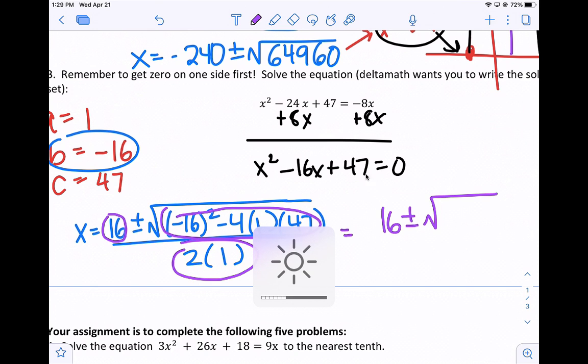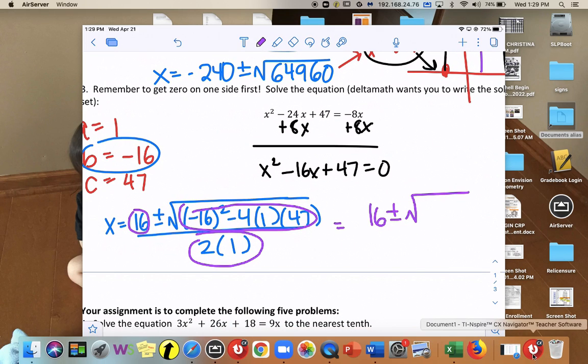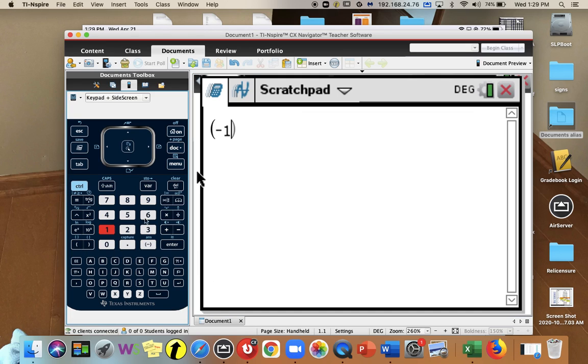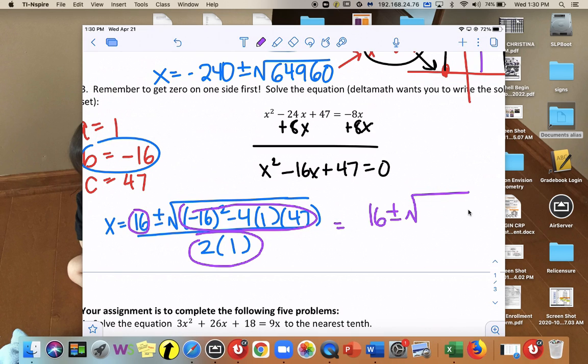So we get negative 16 squared minus 4 times, actually I'm going to show you on my calculator what I'm doing, so give me a second here. Okay, so when I type this in, here's what it looks like, just the number underneath the radical. Negative 16, we'll square it, minus 4 times a, the a value was 1, times the c value, which was 47. So there's the number exactly as I wrote it underneath the square root sign, and that's 68. So we'll put the 68 under the square root sign, all over 2 times 1, which is 2.